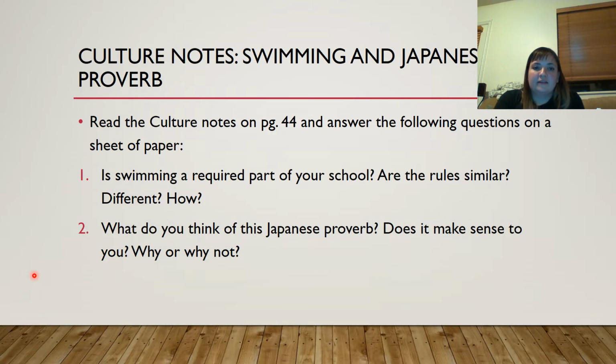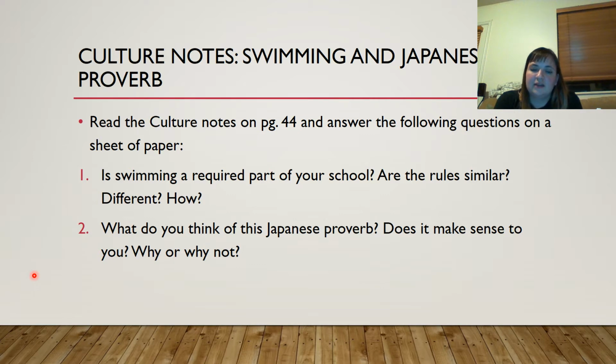Okay, next. So if you go look in your textbook on page 44, go ahead and read the notes about oyogu koto, swimming, and the Japanese proverb we have listed there, and answer these questions. So number 1, is swimming a required part of your school? And are the rules that they listed there similar or different, and how? And number 2, what do you think of the Japanese proverb that we read about in this section, and does it make sense to you?